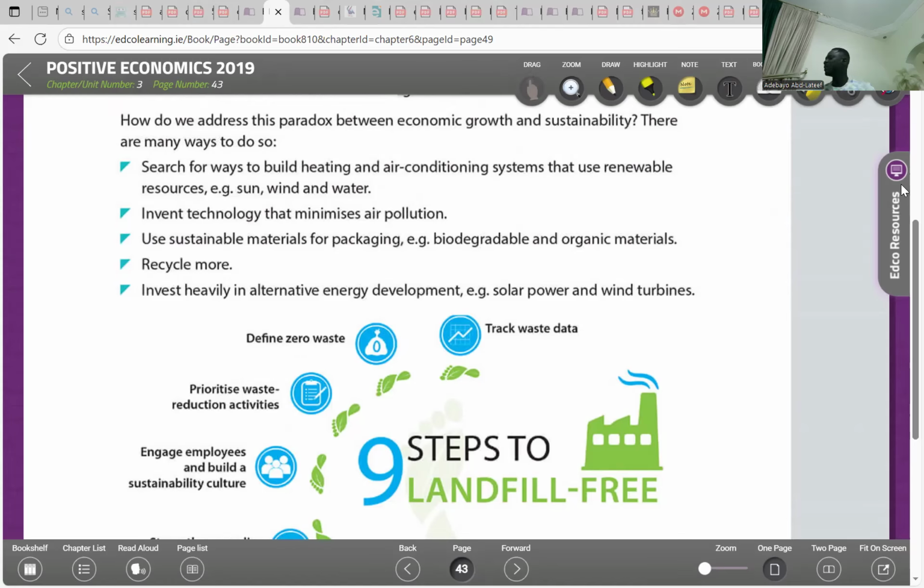And the last one, recycling. Don't just use it and dump it; use it again. So these are ways in which we can balance economic growth and sustainability. Is it clear? So to address the paradox between economic growth and sustainability, we do these things. Do you get it or not?